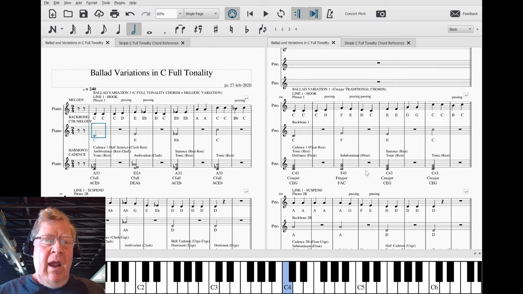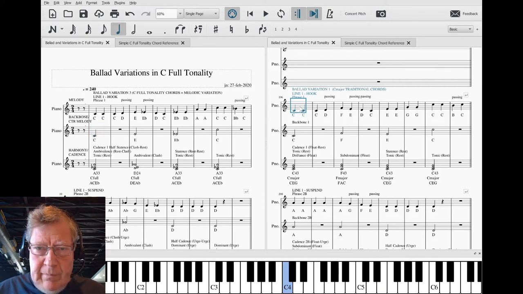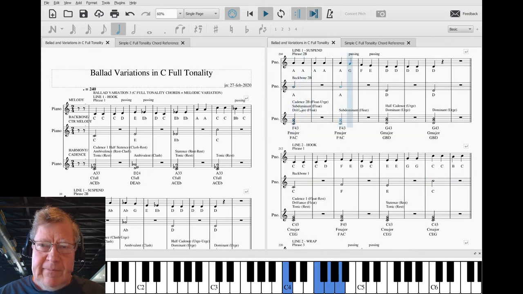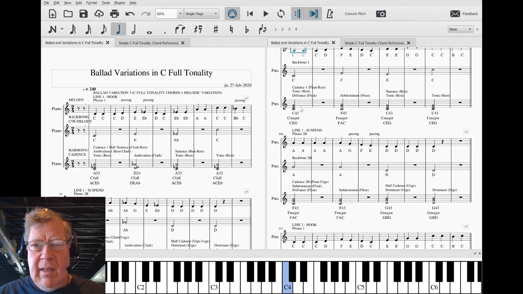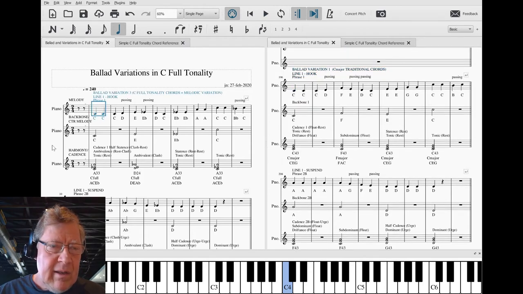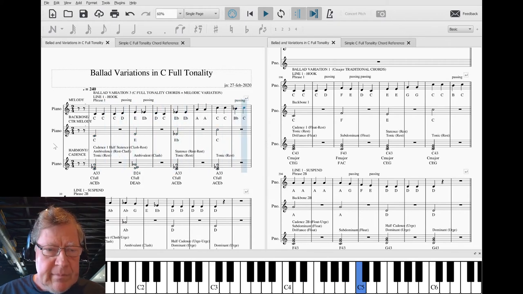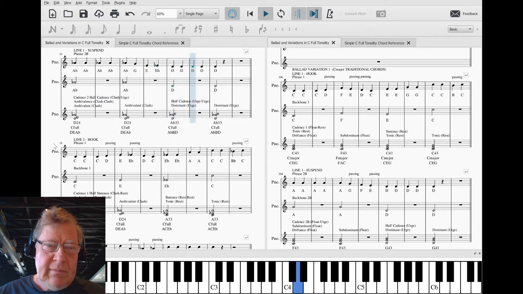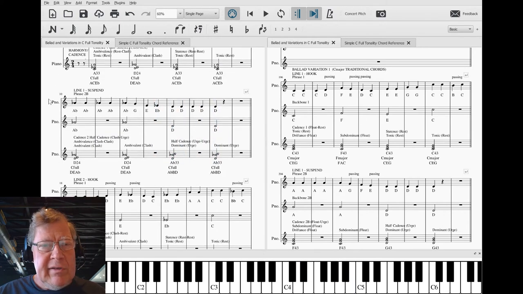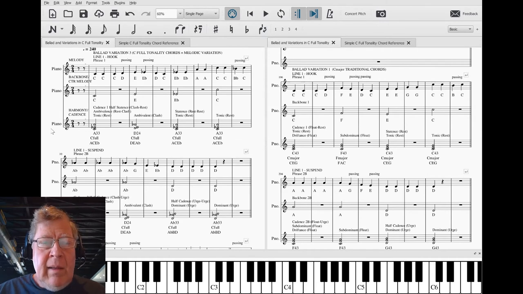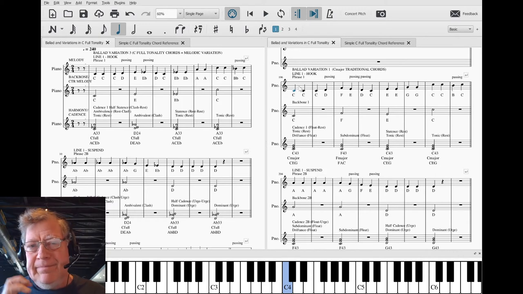So this is what we've got. This is the first two lines of the first variation. And this is the first two lines of the variation three. And we said it still sounds alien and it's consistent. The melodic sound.